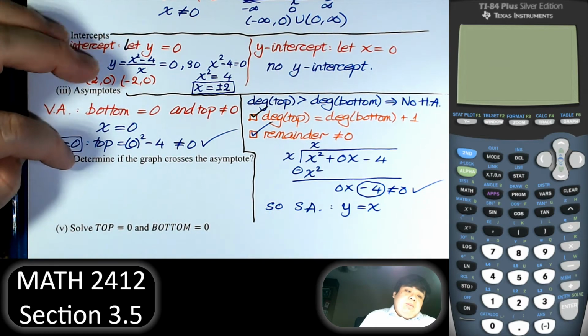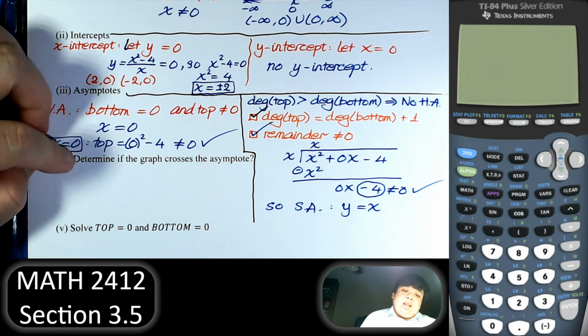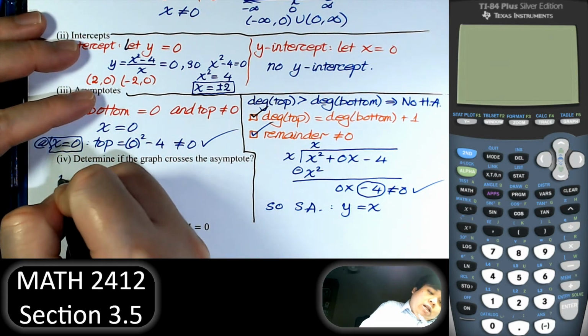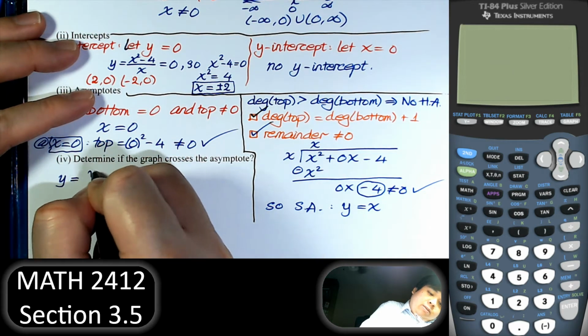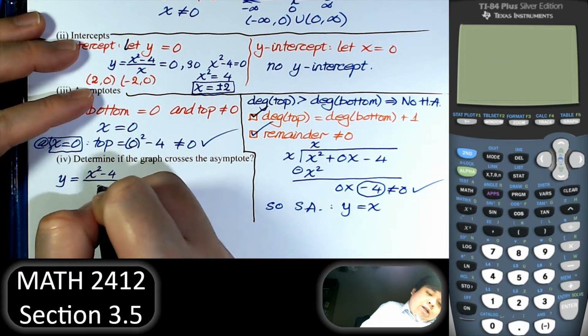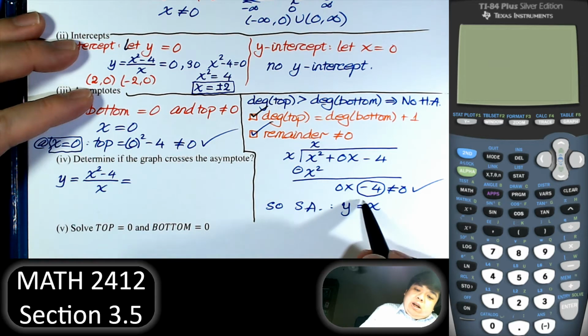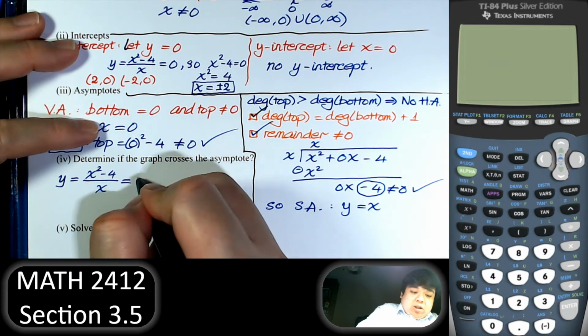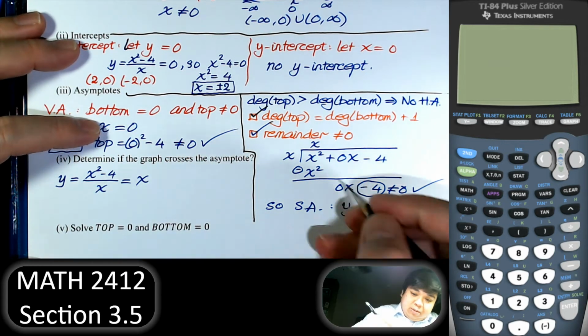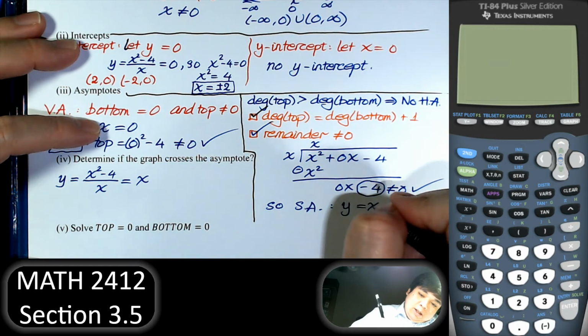Next, determine if the graph crosses the asymptotes. So we will just let the function equal to the asymptote, which is x. Substitute this, substitute the x.